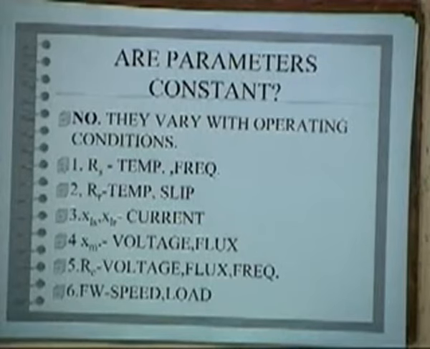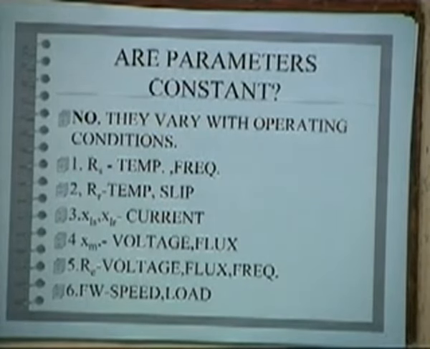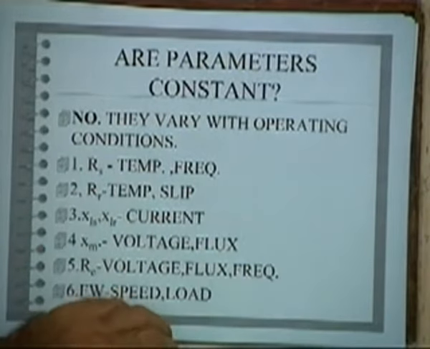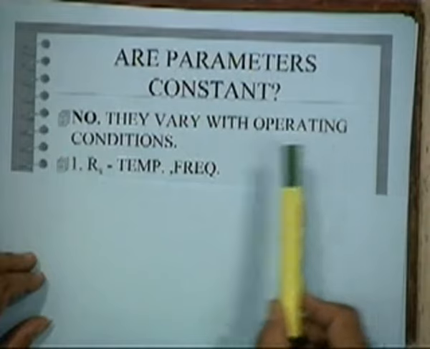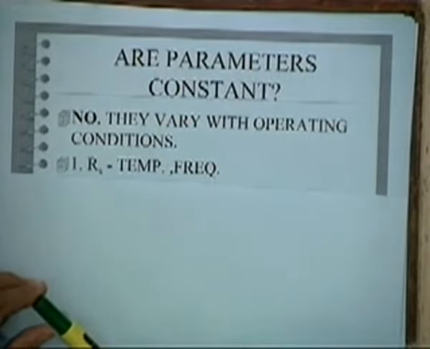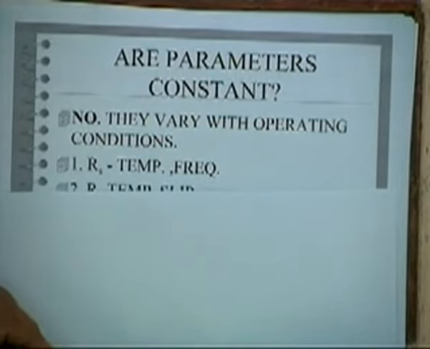Now the next question: the equivalent circuit parameters, that is the first thing. You want to determine them by conducting suitable tests. Now, are these parameters constant? We assume that in the equivalent circuit all the parameters are constant. That's what you have assumed, right? But they are really not so, okay. They are not constant because they vary with operating conditions. So our assumption that the equivalent circuit parameters are constant was a very rough assumption, not valid.